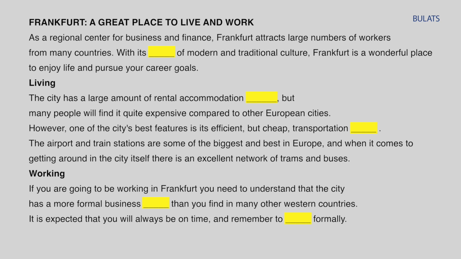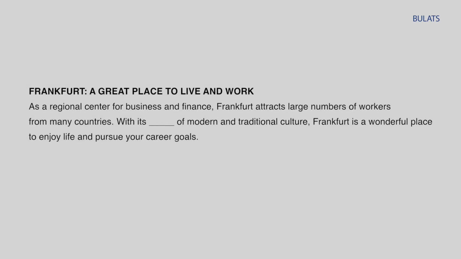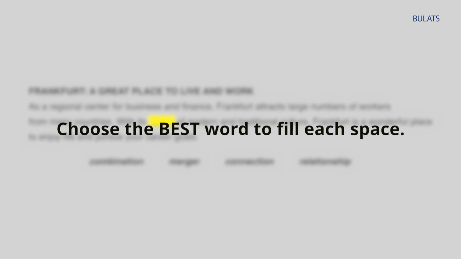Another thing about them is that they are, in some sense, complete. That means they stand alone and you're not going to need any extra information to understand them or to get the right answers. So when we want to answer the question, all we need to do is to click on the gap and you'll be offered a selection of 4 words. As with the gapped sentence that we looked at in the previous videos, you have to choose the best word to fill each space. So how do we know which is the best word?